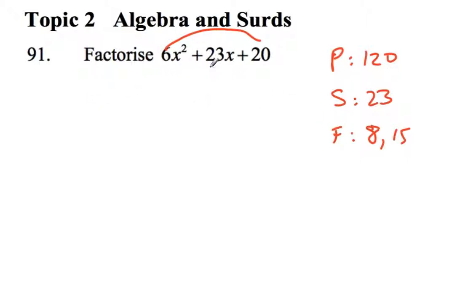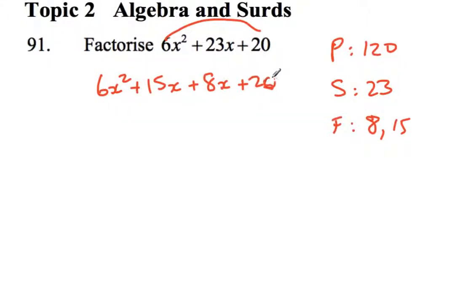Okay, so what I'm going to do is split up 23 into 8 and 15 here. So let's go with 6x squared plus, let's go 15 first, because it doesn't really matter what order we put these in. So I split, that's a 20 there, okay. So I split 23 up into 15 and 8, and then I'm going to factorize in pairs.